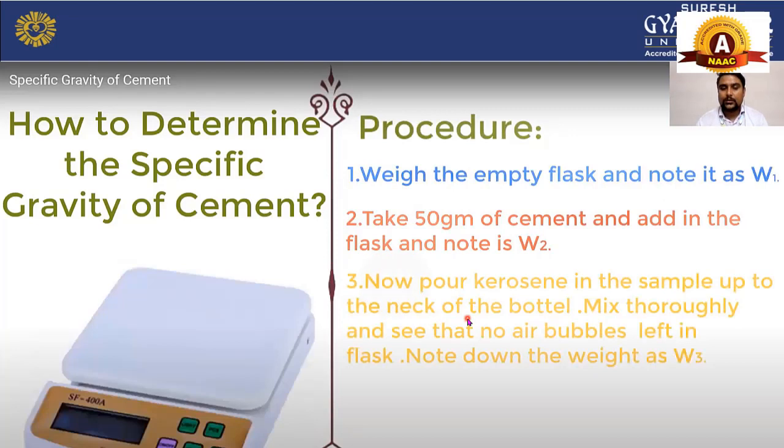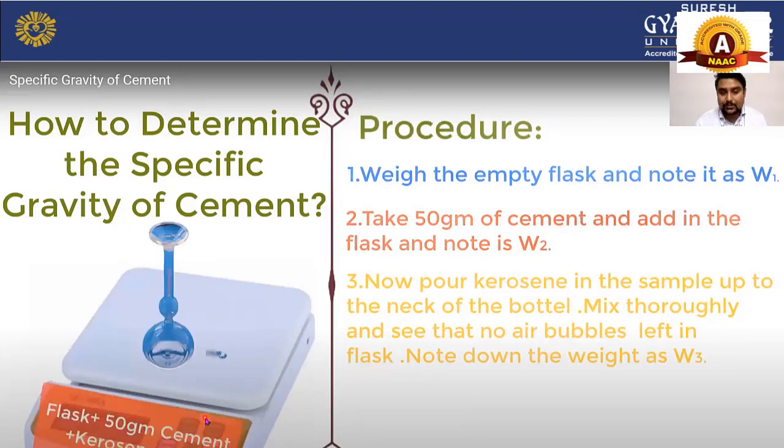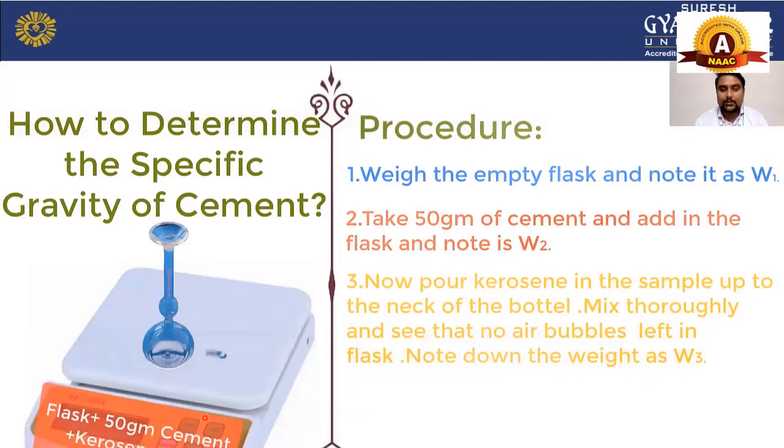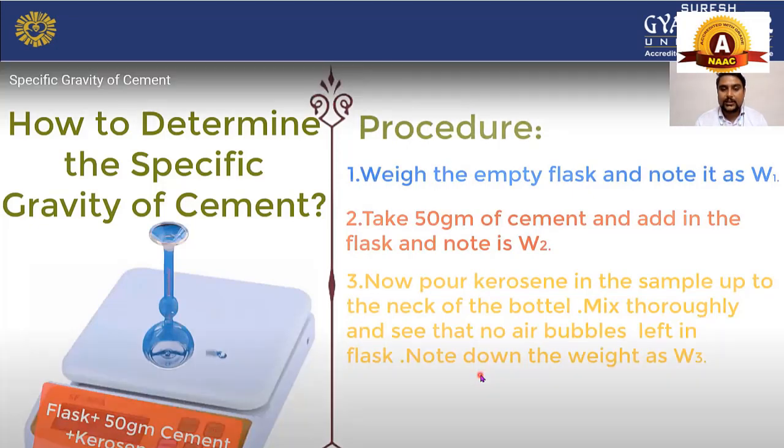Now, what you have to do? Now you have to pour kerosene in this sample up to the neck of the bottle, with no air bubble left in the flask. Note down the weight as W3. As you can see here, we will note down W3, 50 gram of cement plus kerosene. It will be recorded as W3.